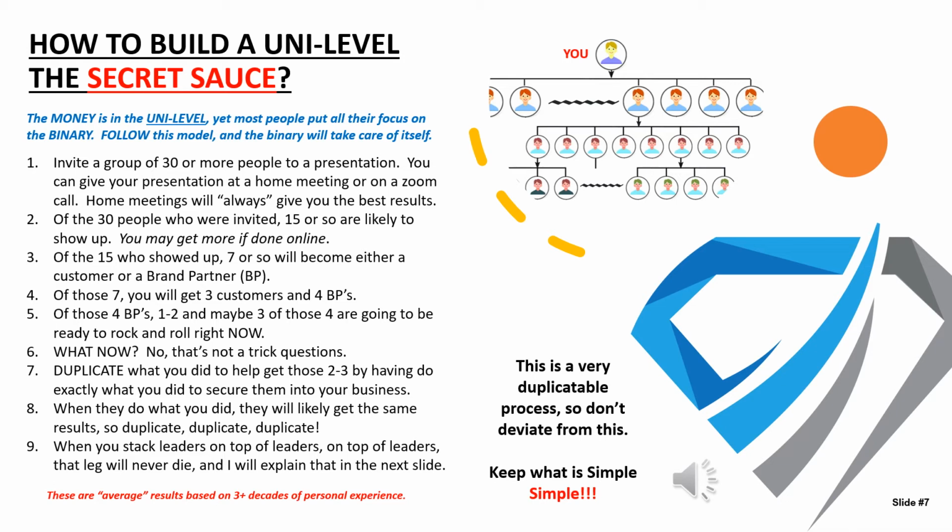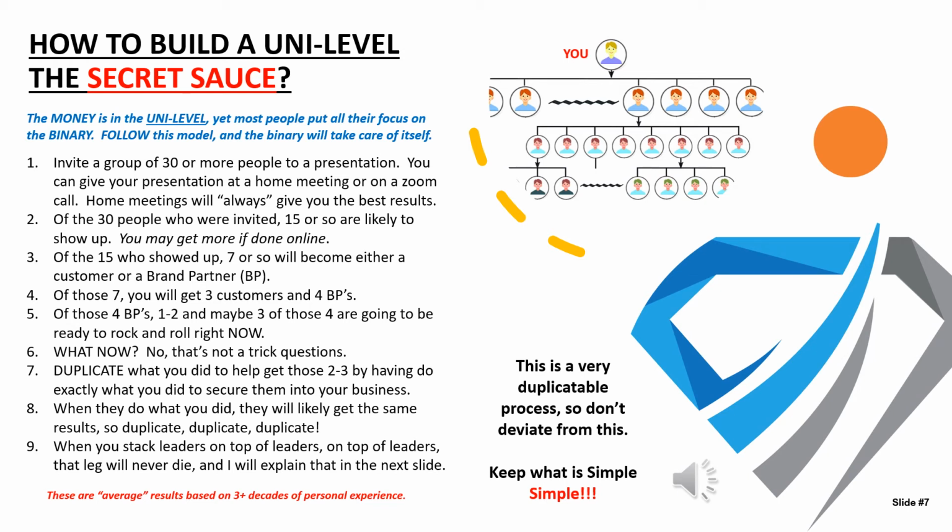Of those 30 people you invited, 15 or so are likely to show up. If you do a Zoom call, which is an online presentation, you're likely to get more than the 15 because it's less of an inconvenience for people to participate with you online. Of those 15 people who showed up, 7 will become either a customer or a brand partner. Of those 7 people, you will get 3 customers and 4 brand partners on average. Of those 4 brand partners, 1 to 2, maybe 3 of those 4 are going to be ready to go, and you want to get them started right now.